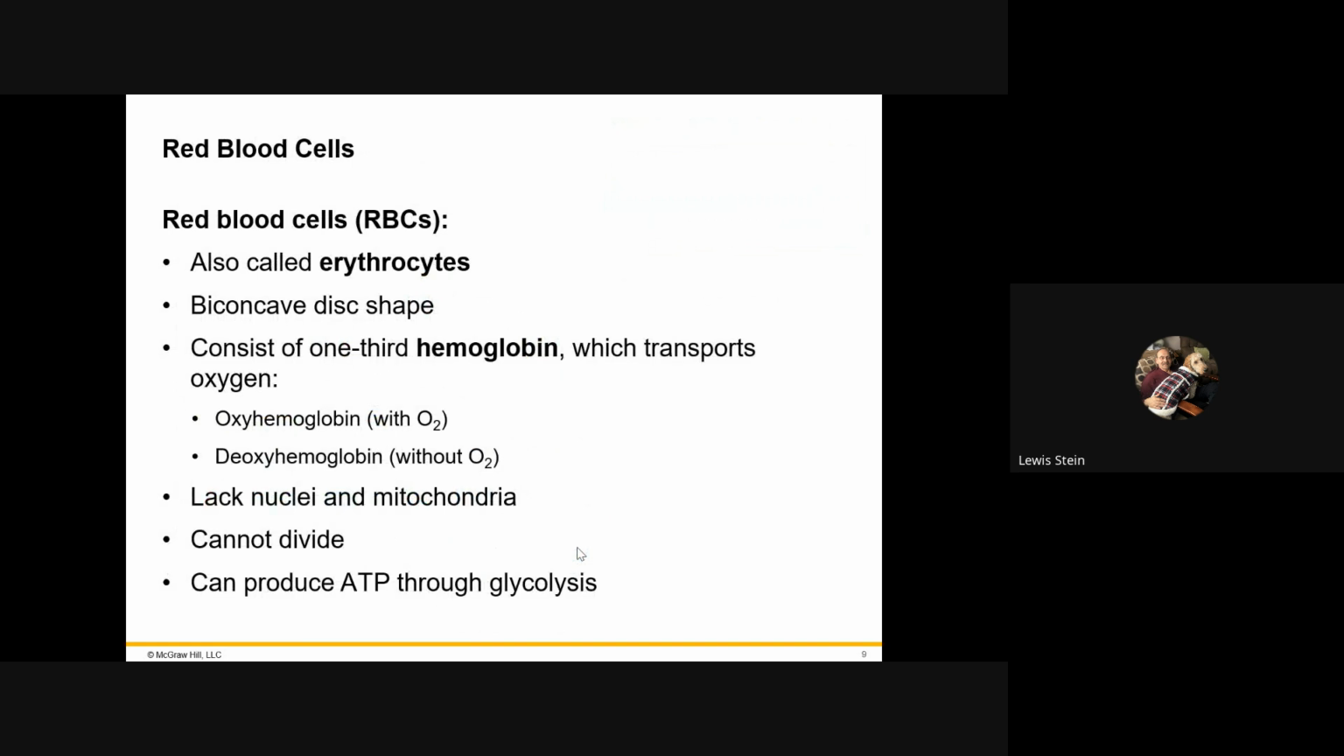So here are the red blood cells, biconcave disc, about a third hemoglobin. In a typical red blood cell, there's about 250 million molecules of hemoglobin. And since each one has 4 places to carry an oxygen, you can carry about 1 billion molecules of oxygen for every, are you ready? For every red blood cell you have. And you've got a bunch, as you will see.